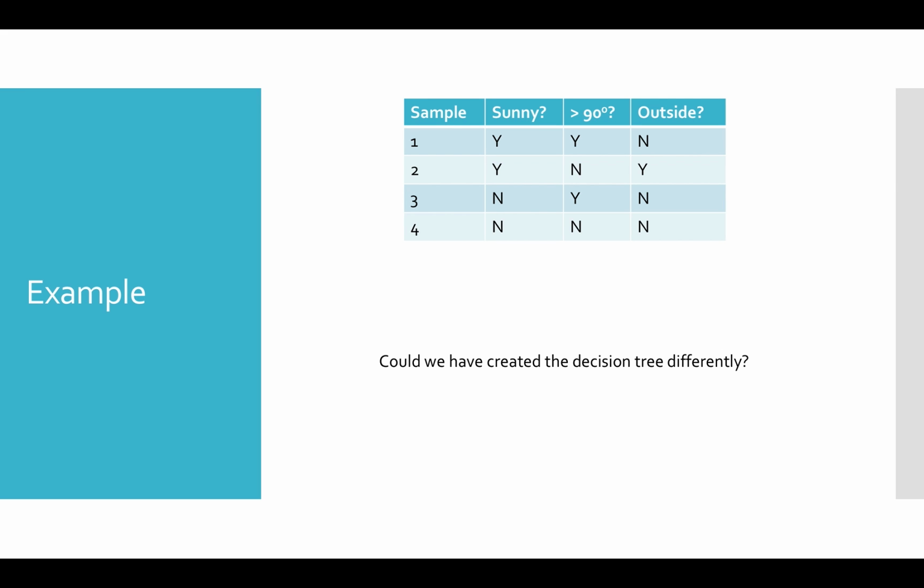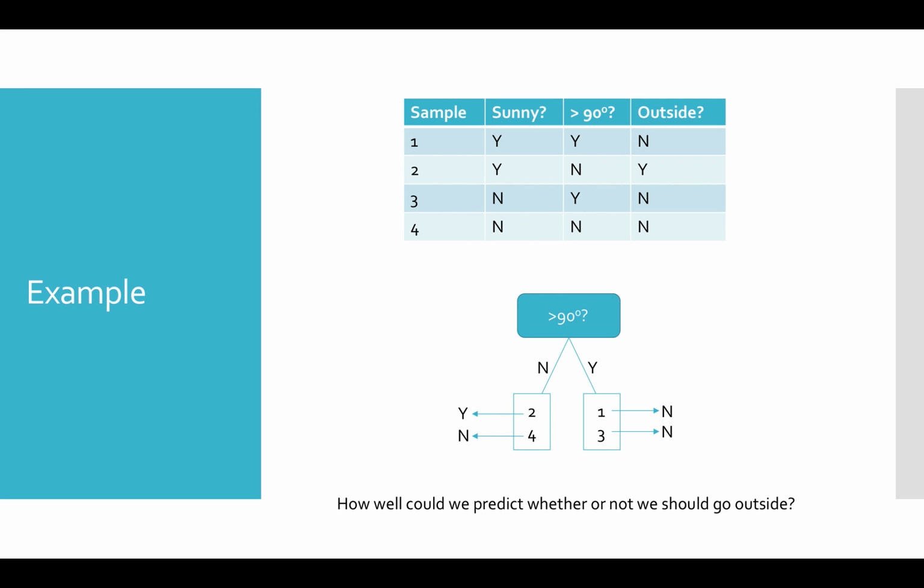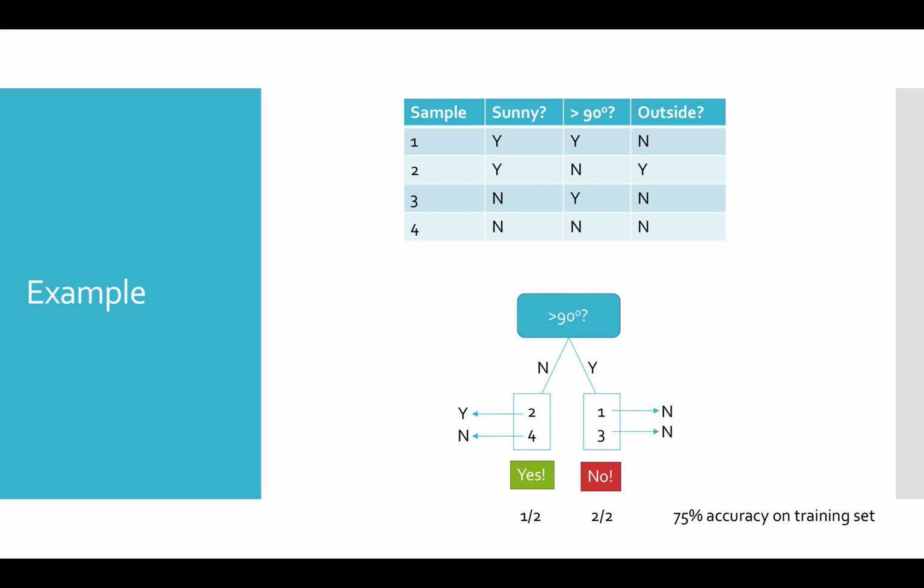This begs the question, could we have created the decision tree differently? And the answer is yes, absolutely. I arbitrarily chose to start with sunny, but we could start with 90 degrees, okay? If we start with 90 degrees, no is on the left, yes is on the right, and we get 50% accuracy on the left and 100% accuracy on the right. So how well would we predict going outside on the training data? Turns out it'd be 75% again.